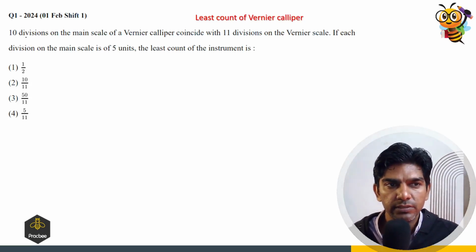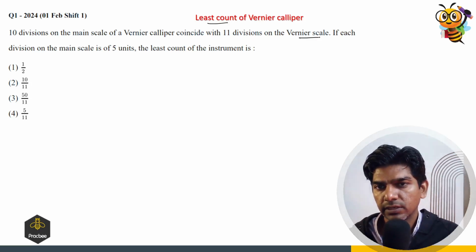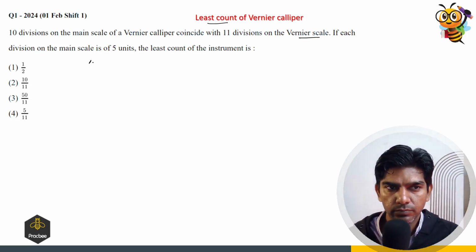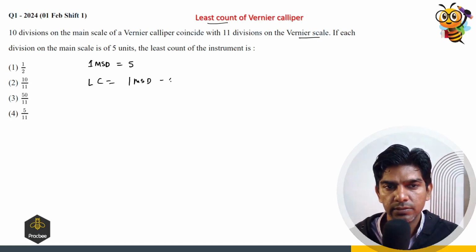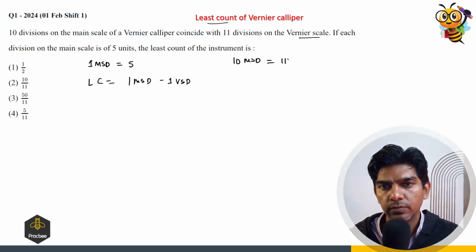So the first question is based on the least count. 10 divisions of the main scale of a Vernier caliper coincide with 11 divisions of the Vernier scale. If each division of the main scale is 5 units, find the least count of the instrument. So one main scale division is given as 5 units. The least count will be 1 main scale division minus 1 Vernier scale division. And we have been given that 10 main scale divisions coincide with 11 Vernier scale divisions.